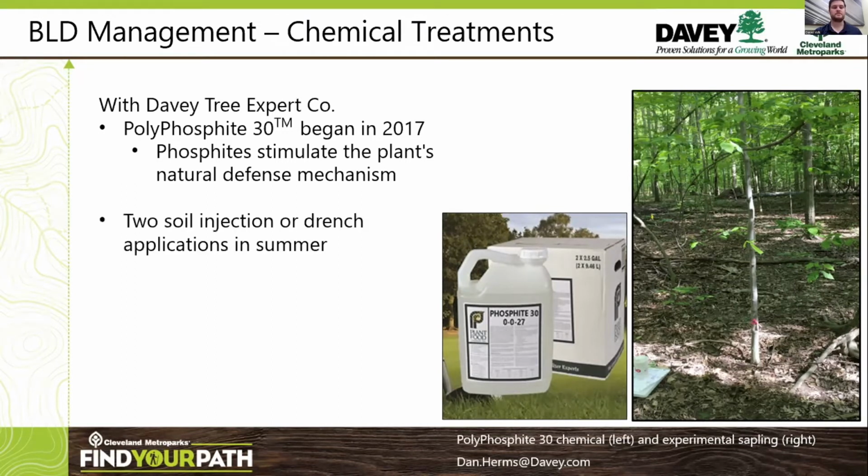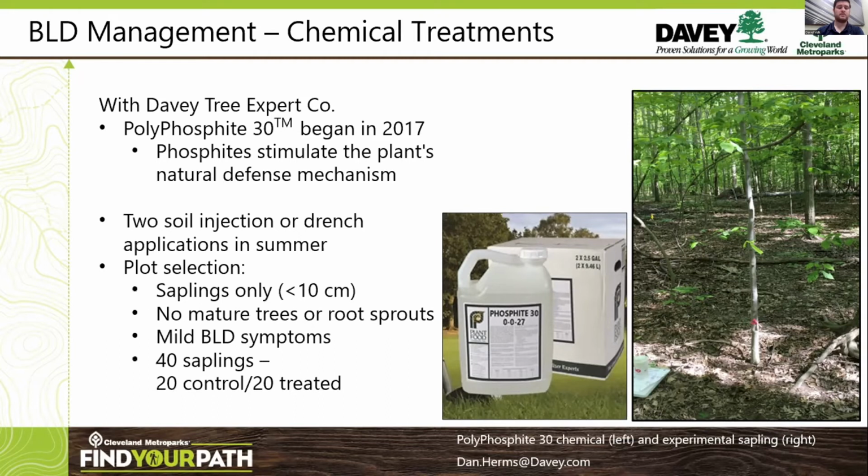So we go through 2 soil injections in the summer, or a drench. We've started that now as well. And we picked plots that had saplings only. We wanted small trees to see those effects sooner, because those trees tend to be impacted quicker. So we thought that maybe they will bounce back a little bit faster. So no mature trees or root sprouts here, mild symptoms only, and we had 20 treated and 20 control trees.